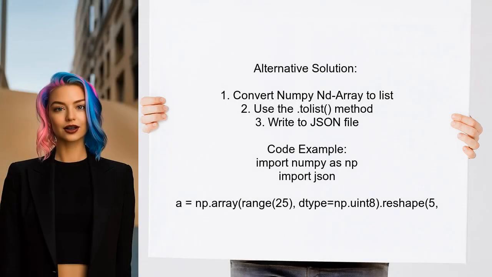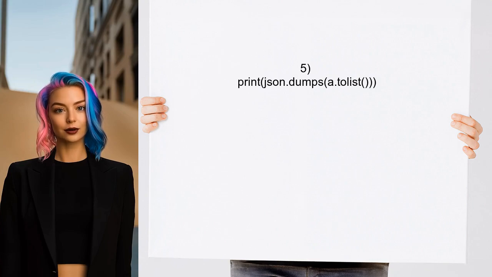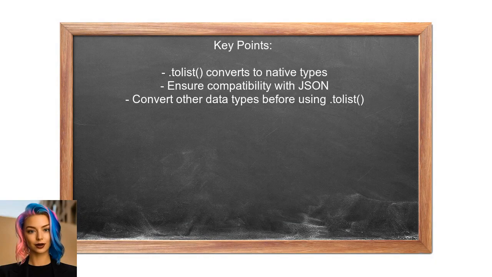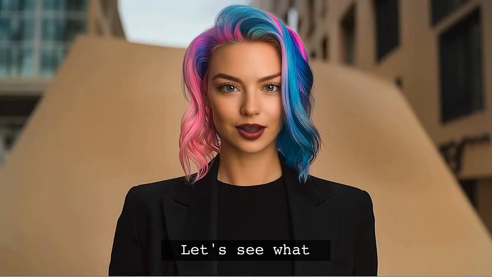This user suggests converting Numpy ND arrays to lists before writing them to a JSON file. Since JSON only supports a limited number of data types, using the tolist method of Numpy arrays allows for efficient conversion to a format that JSON can handle. The tolist method converts array elements to native Python types, ensuring compatibility with JSON. If your array contains other data types, it's recommended to convert them to a portable format first. That's all for that response. Let's see what someone else had to say.